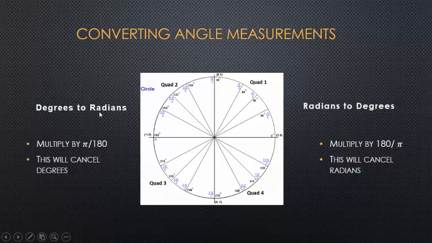Now sometimes pi will cancel, sometimes it won't, but keep in mind this is the equivalence relation: pi radians equals 180 degrees. To go from radians to degrees, you want to cancel radians and multiply by degrees. Since 180 degrees is equal to pi radians, you multiply by the reciprocal in order to cancel radians.